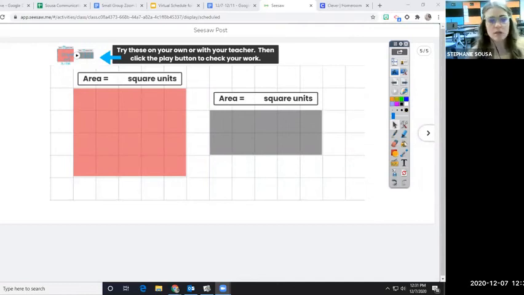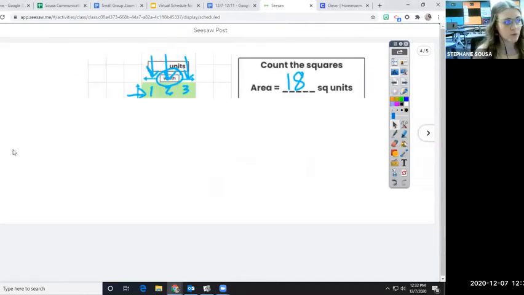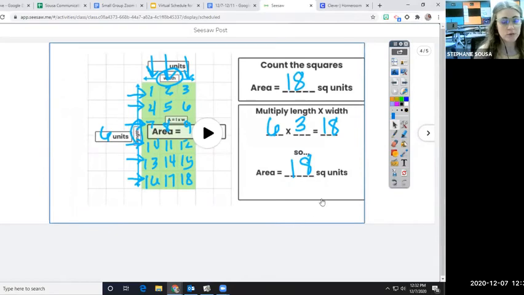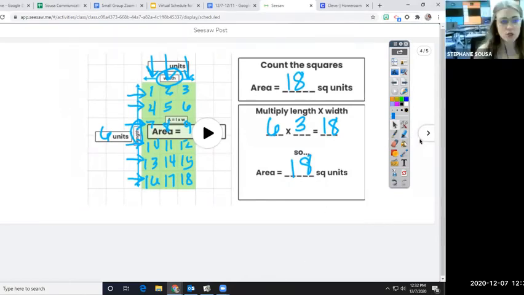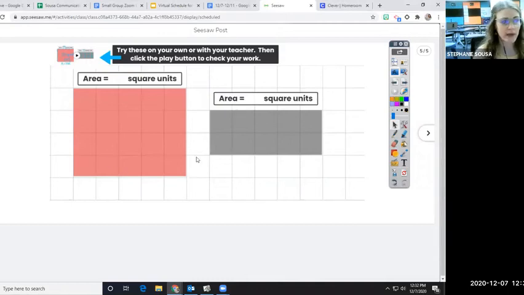If you feel like you need more examples or practice during your work time, Mrs. Thaxton has recorded an example on slide 4. I'm going to go ahead and do one with you here now, okay? So we're going to try these on your own with your teacher, and then we'll click the play button to check our work here in a moment.